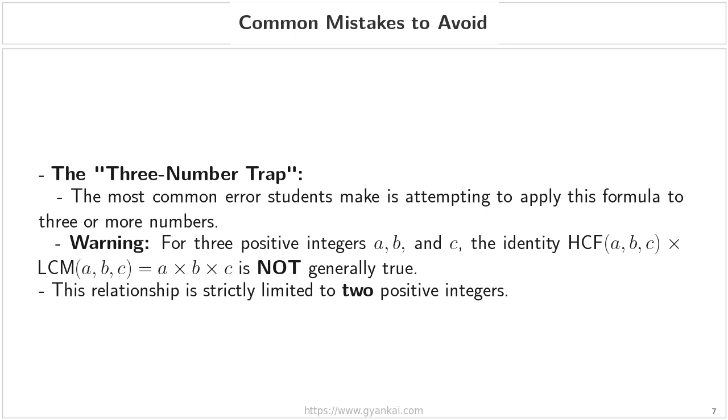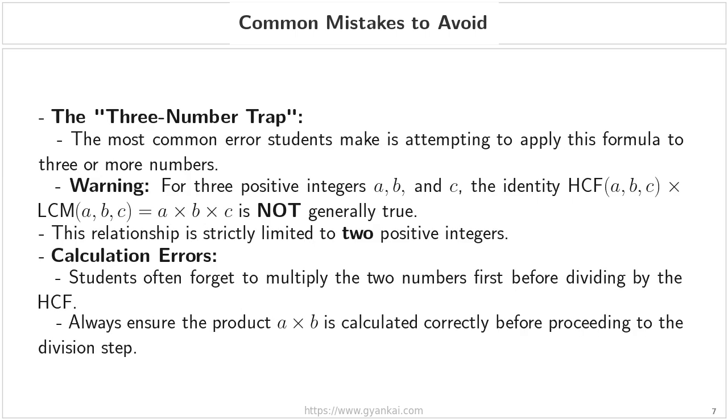If you have three positive integers, let's call them a, b and c, the identity where the highest common factor of a, b and c multiplied by the least common multiple of a, b and c equals the product of a, b and c is not generally true. It is vital to remember that this mathematical relationship is strictly limited to exactly 2 positive integers. Do not let this error slip into your work.